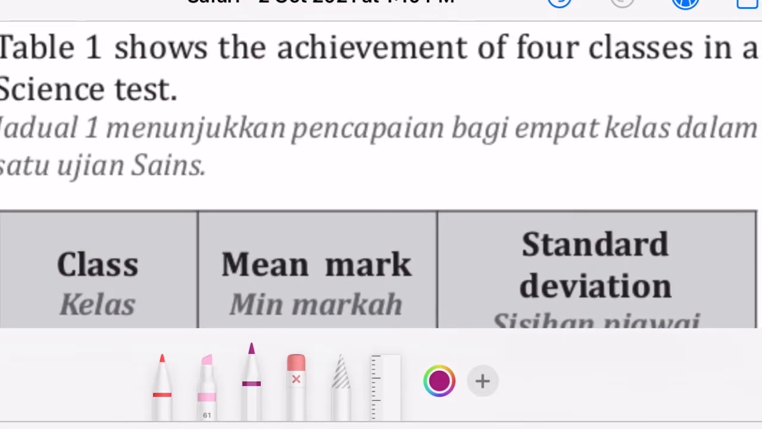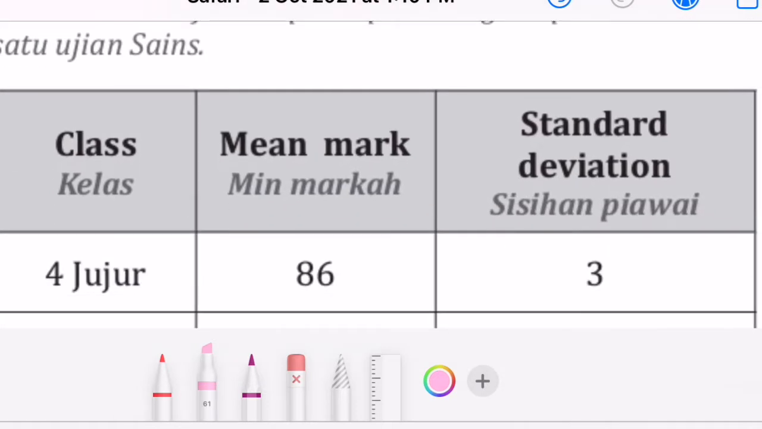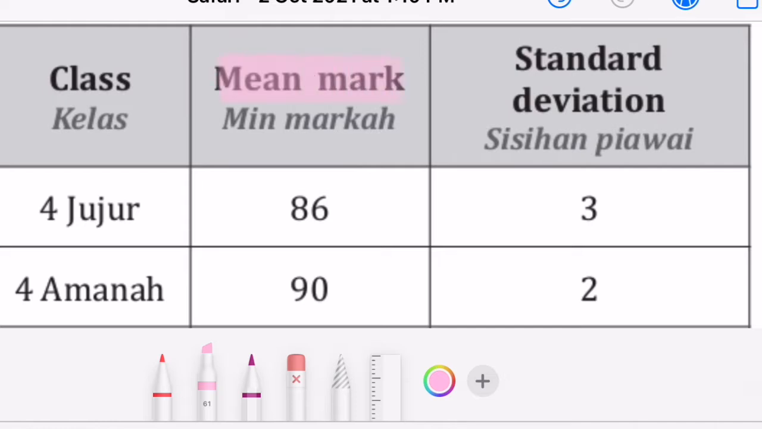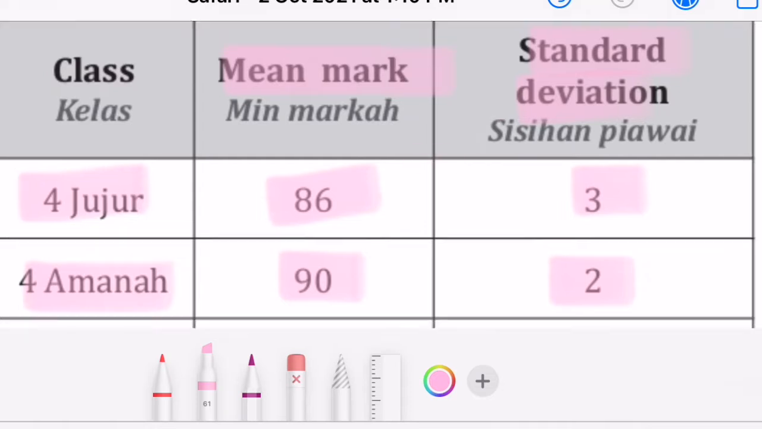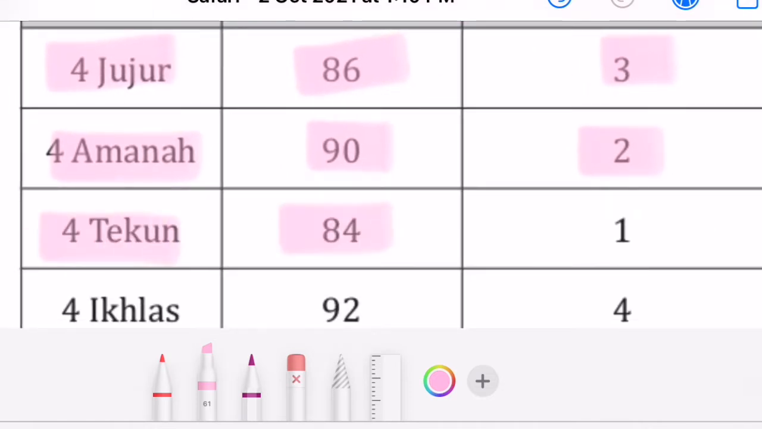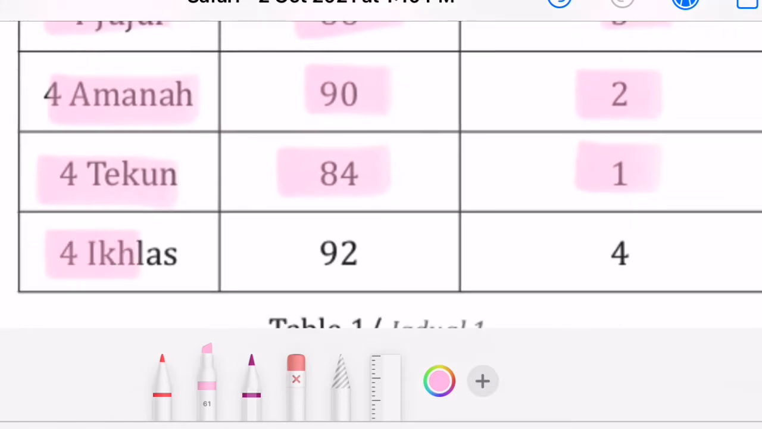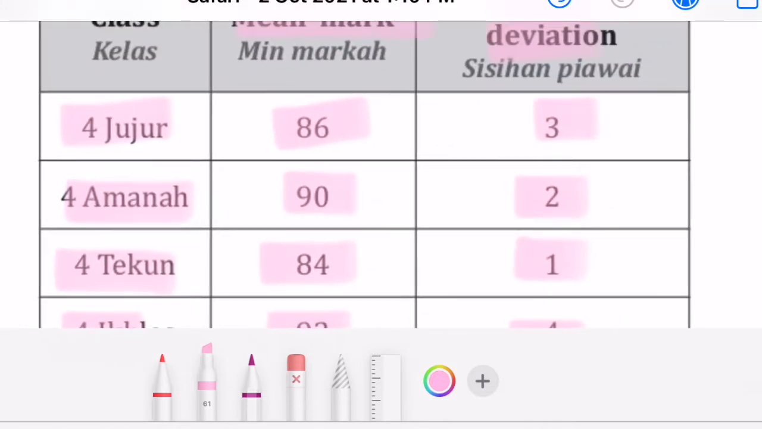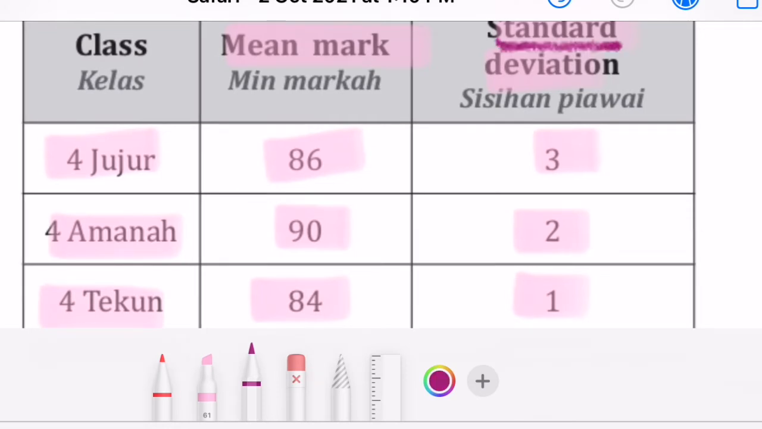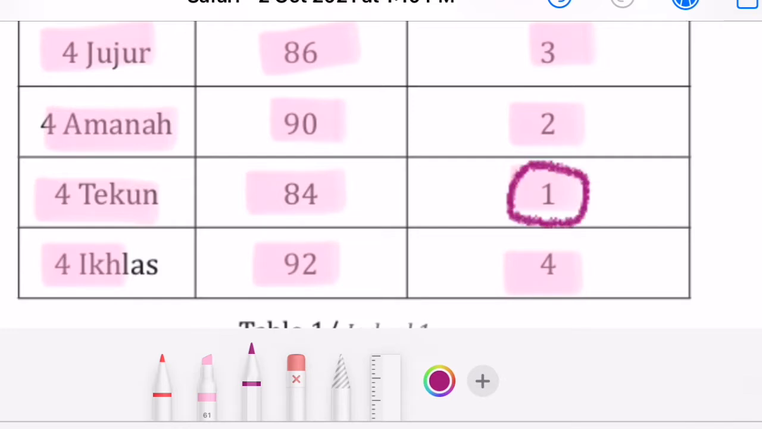Table 1 shows the achievement of 4 classes in a science test. We have mean 86 for 4 Judo, and standard deviation 3 for 4 Judo, and then for Amanah we have 90 and 2, right? And for 4 Tekun, 84 and 1, and then 4 Inca, 92 and 4. For your information, the smaller the standard deviation, the better. So I think they will ask you who is the best out of the 4 classes.